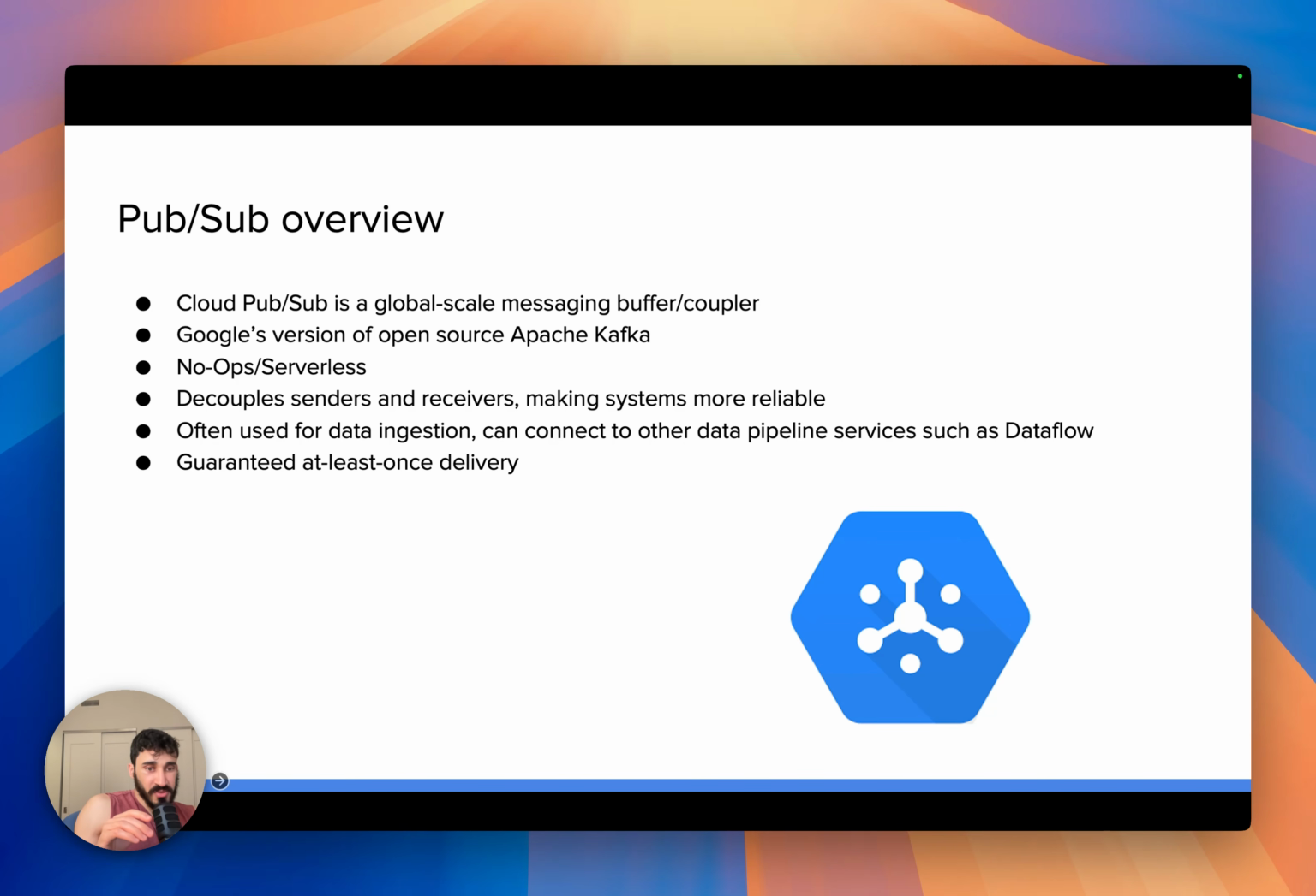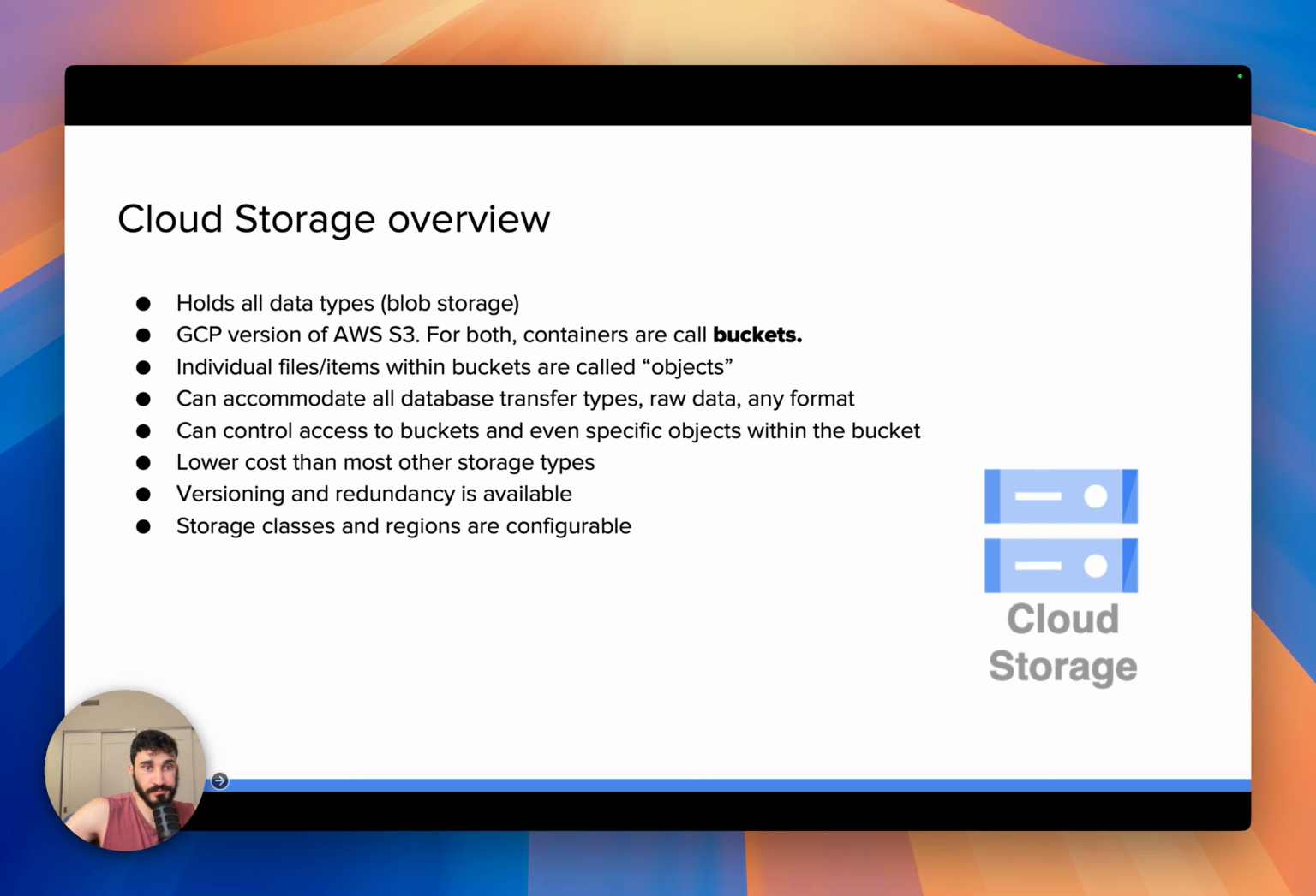It is often used for data ingestion, like the first step in the data lifecycle in Google Cloud, although not always. But it's especially good for streaming data. And it can connect to other data pipeline services such as Dataflow. A common architecture is PubSub to Dataflow to BigQuery or Bigtable or something like that. And it guarantees at least once delivery. It doesn't guarantee exactly once delivery. You need to do something extra for that, but it guarantees at least once delivery. All right, so PubSub, not the most important service for the exam, but something that could show up. Okay.